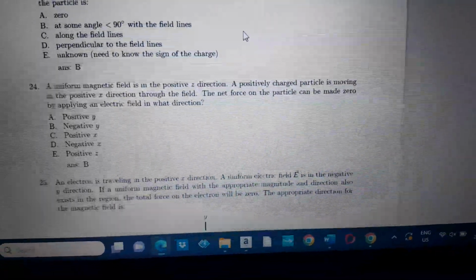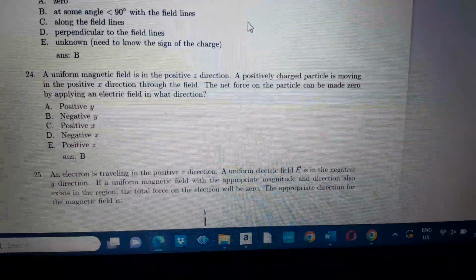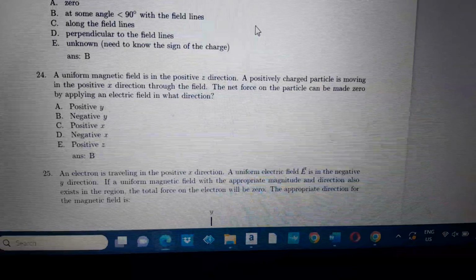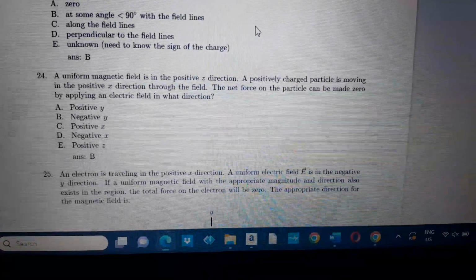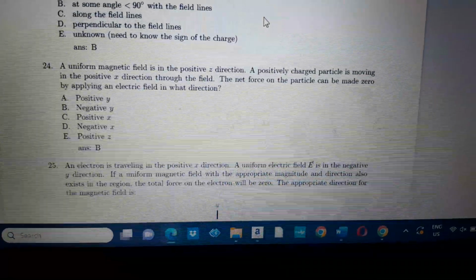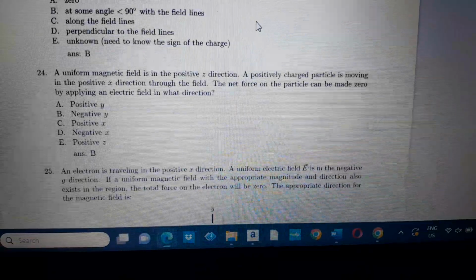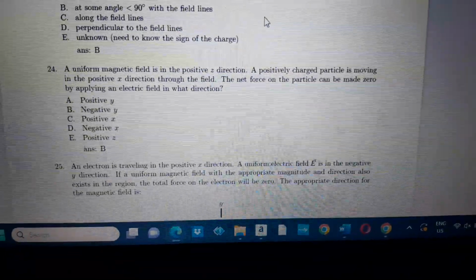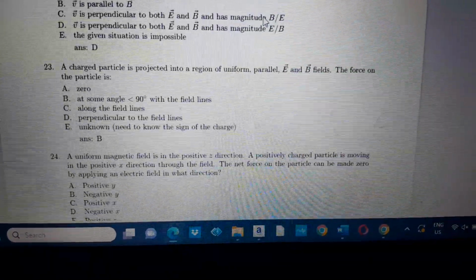A uniform magnetic field is in the positive z direction. A positive charged particle is moving in the positive x direction through the field. The net force on the particle can be made zero by applying the electric field in one direction, negative y. For the positive, but this one you have a negative y.